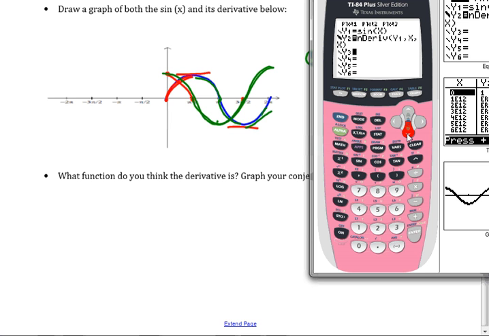Oh, that'll be slow. Should we just put in cosine here instead? Clear. Let's put cosine in here. Okay, here comes the cosine curve, and its derivative is the heavy one. Is it sine? It's negative sine.